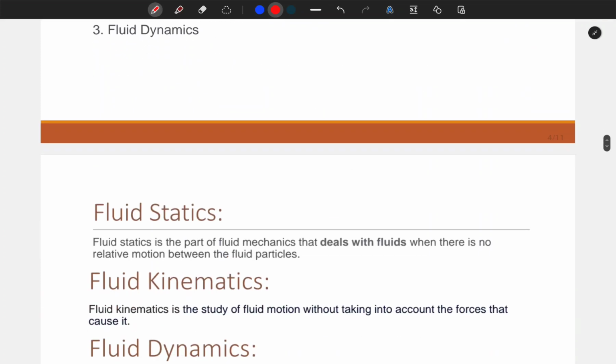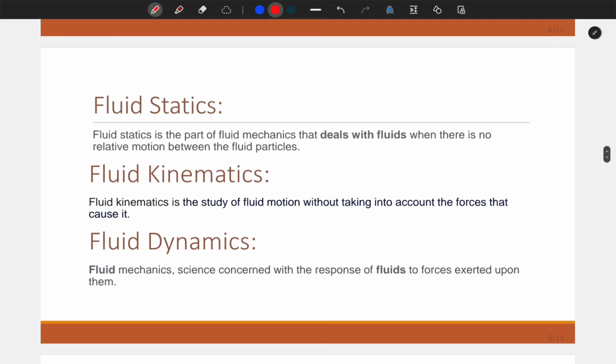Let's see what is fluid statics. Fluid statics is that part of fluid mechanics which deals with the fluids when there is no relative motion. That is, the fluid is at rest. Whenever the fluid is at rest, the forces acting on the fluid are pressure forces. Since there is no relative motion, so there will not be any viscous forces.